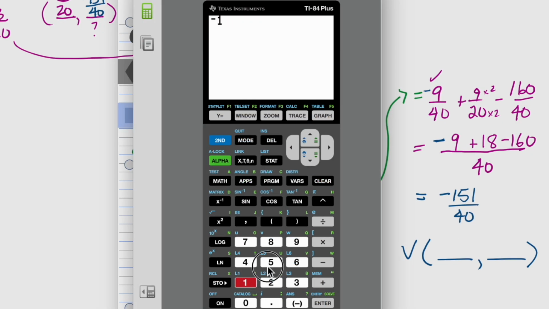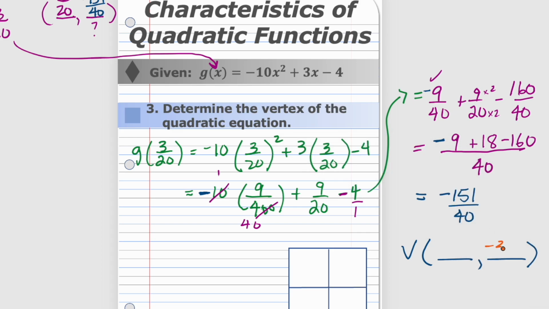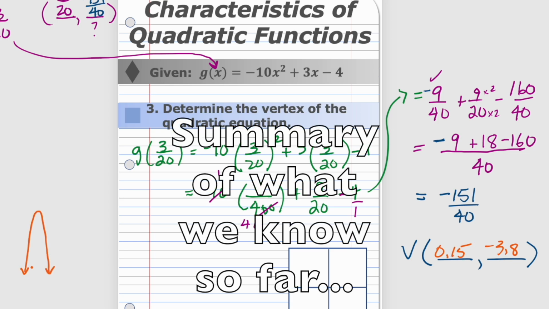Let's give decimal versions for the vertex so we can visualize where exactly it is. Negative 151 divided by 40 is negative 3.8. And the x value, 0.15, I believe. The parabola is more narrow than the y equals x squared parent.